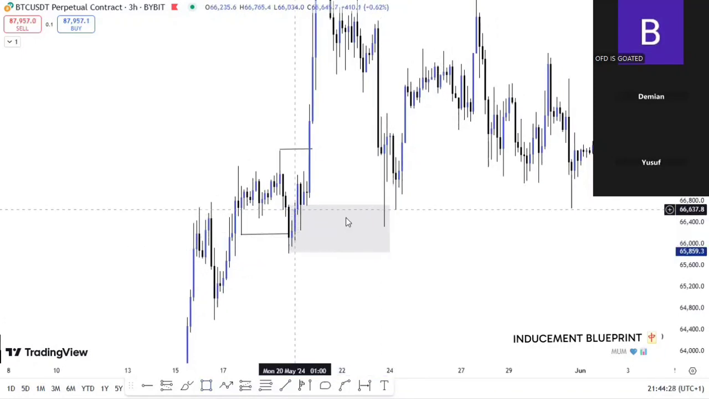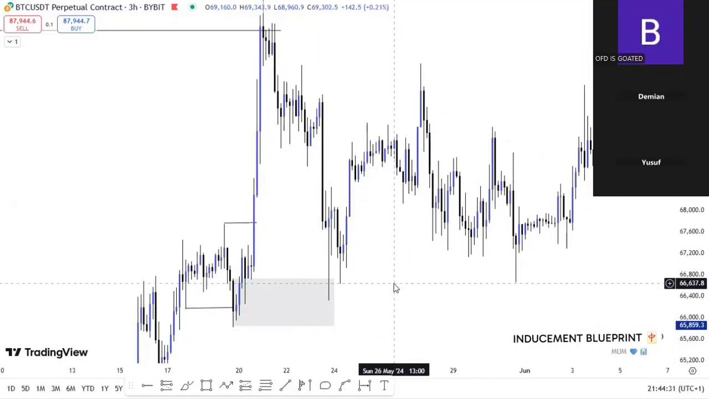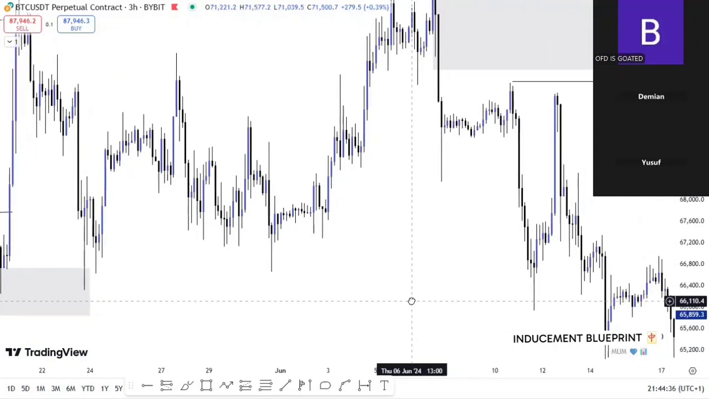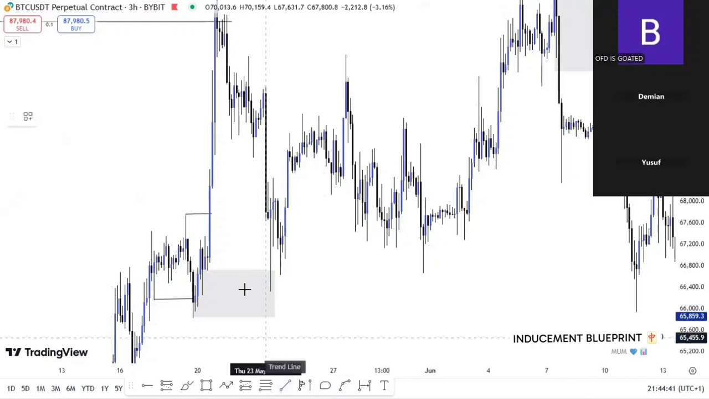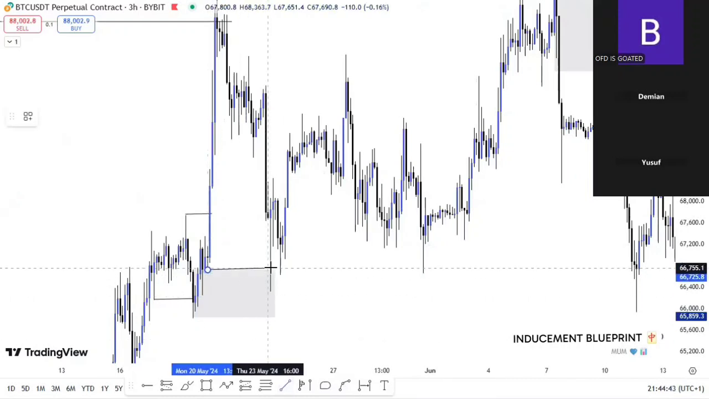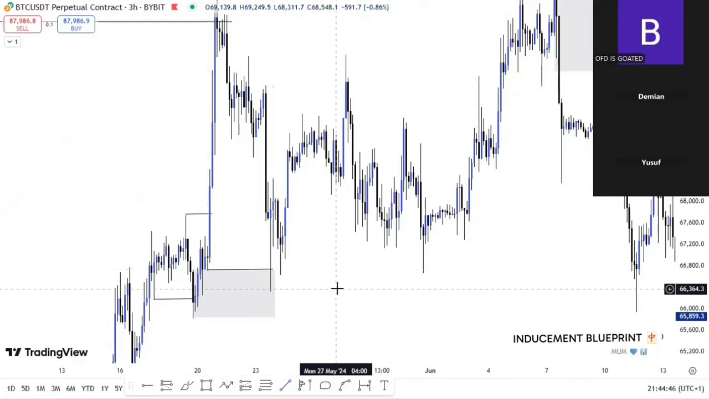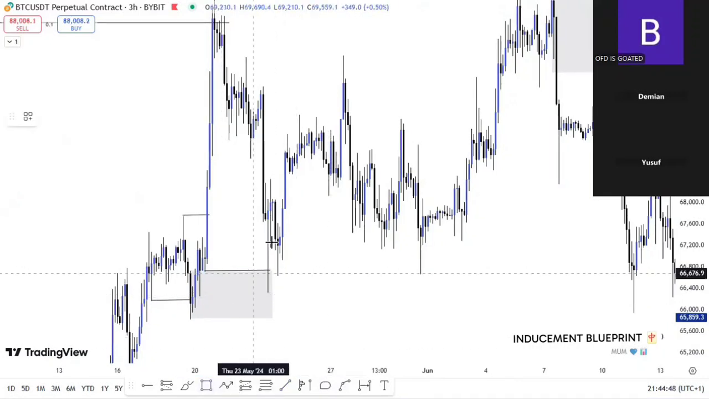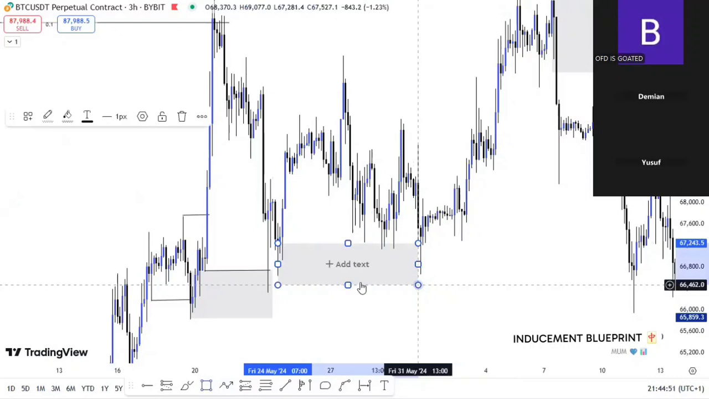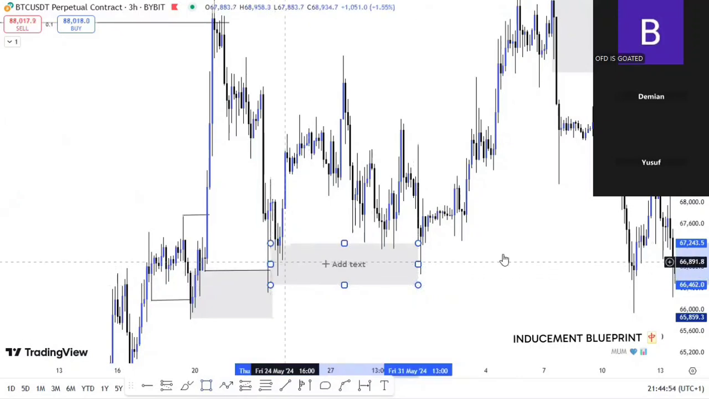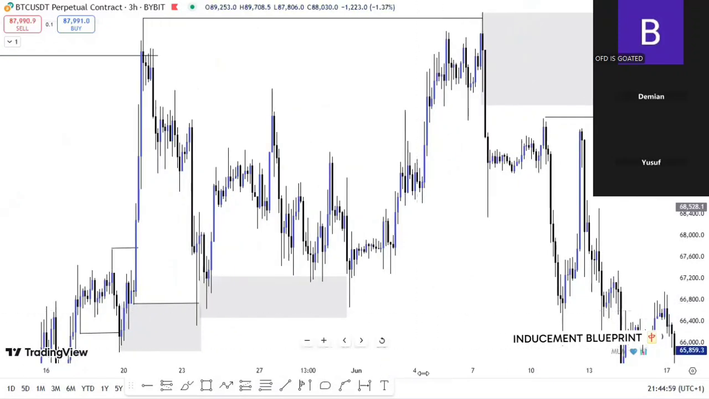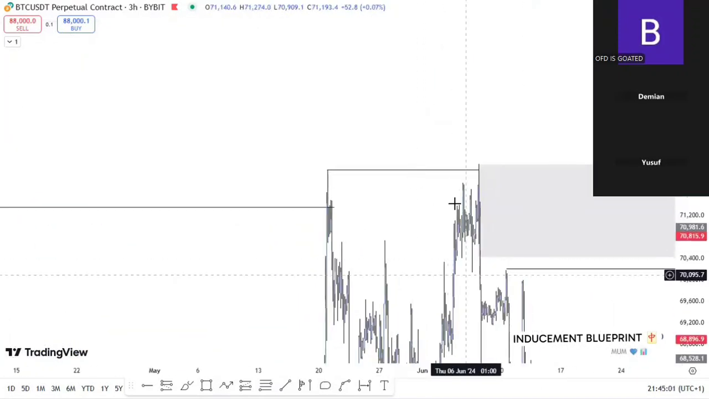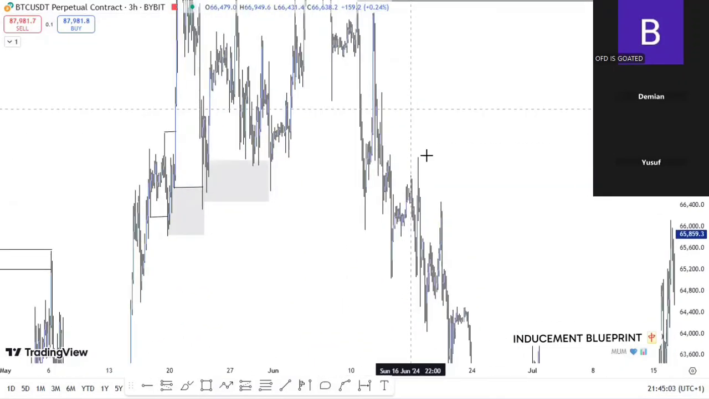Price later came back now, tapped on the demand zone, and then did what? A kind of good reaction to the upside. Now, same thing also applicable here. So since price now took out this liquidity, that means this zone will also be a good demand zone. So same thing applicable. Price came and then tapped and then gave reaction to the upside until price now tapped on our main supply zone and then started to dump to the downside.